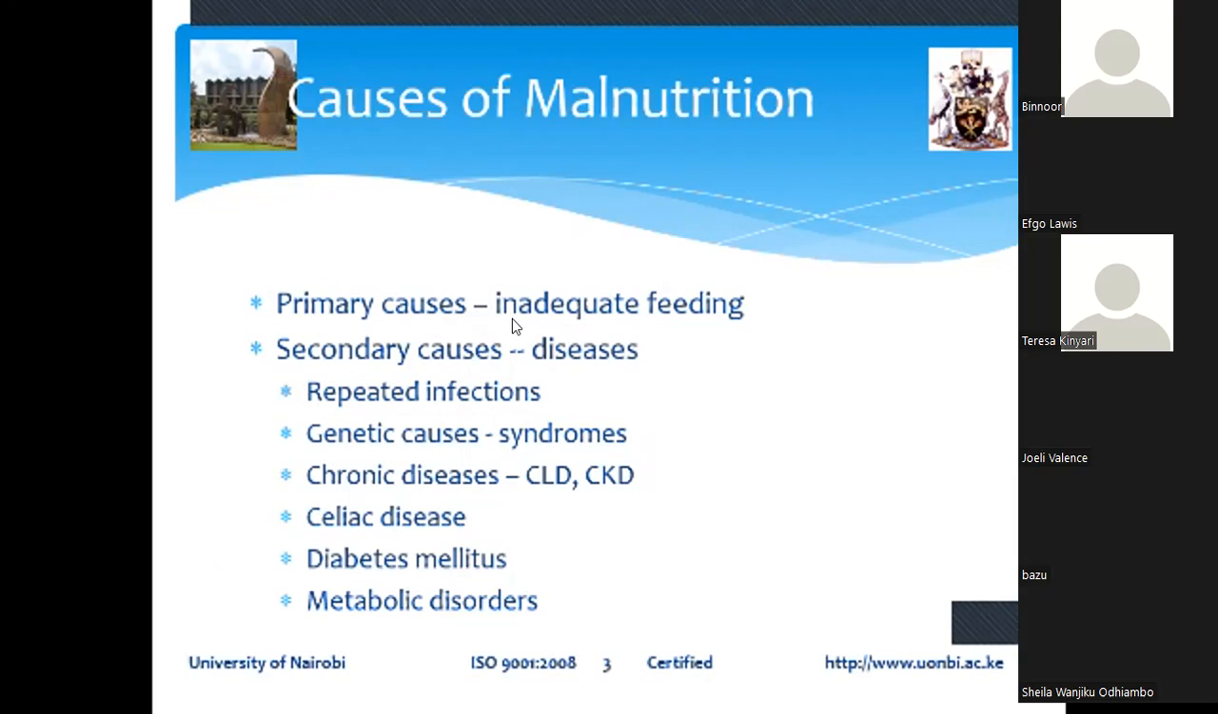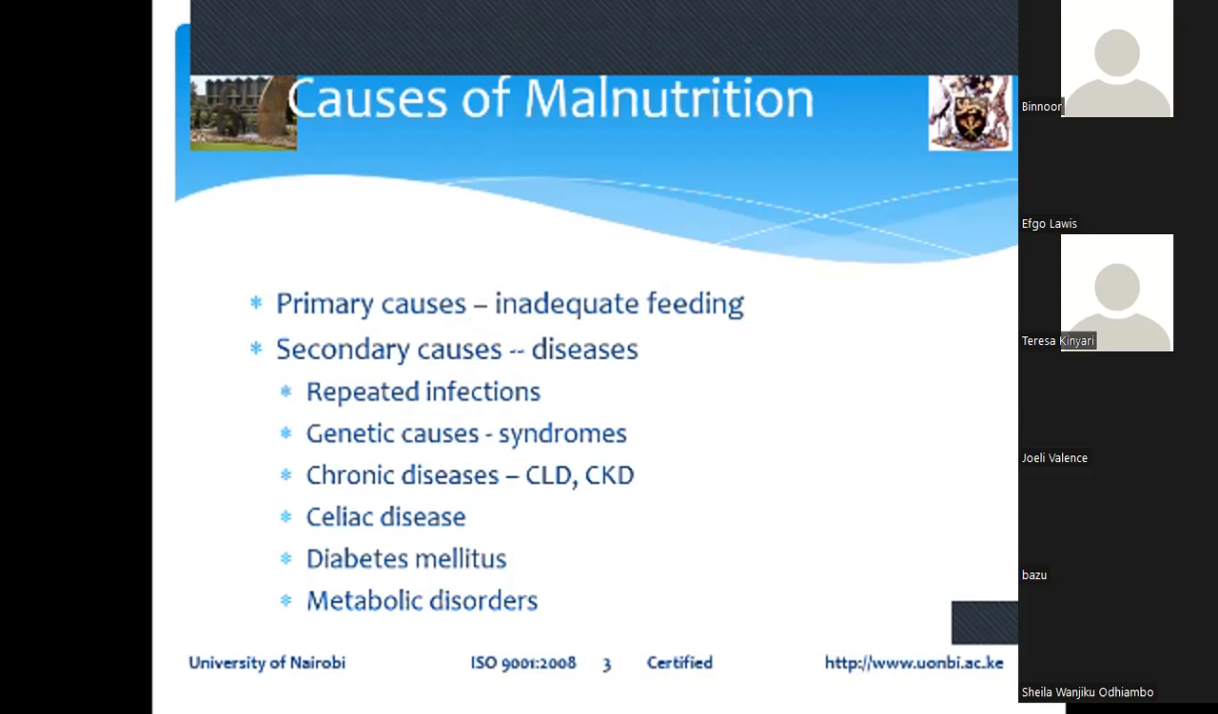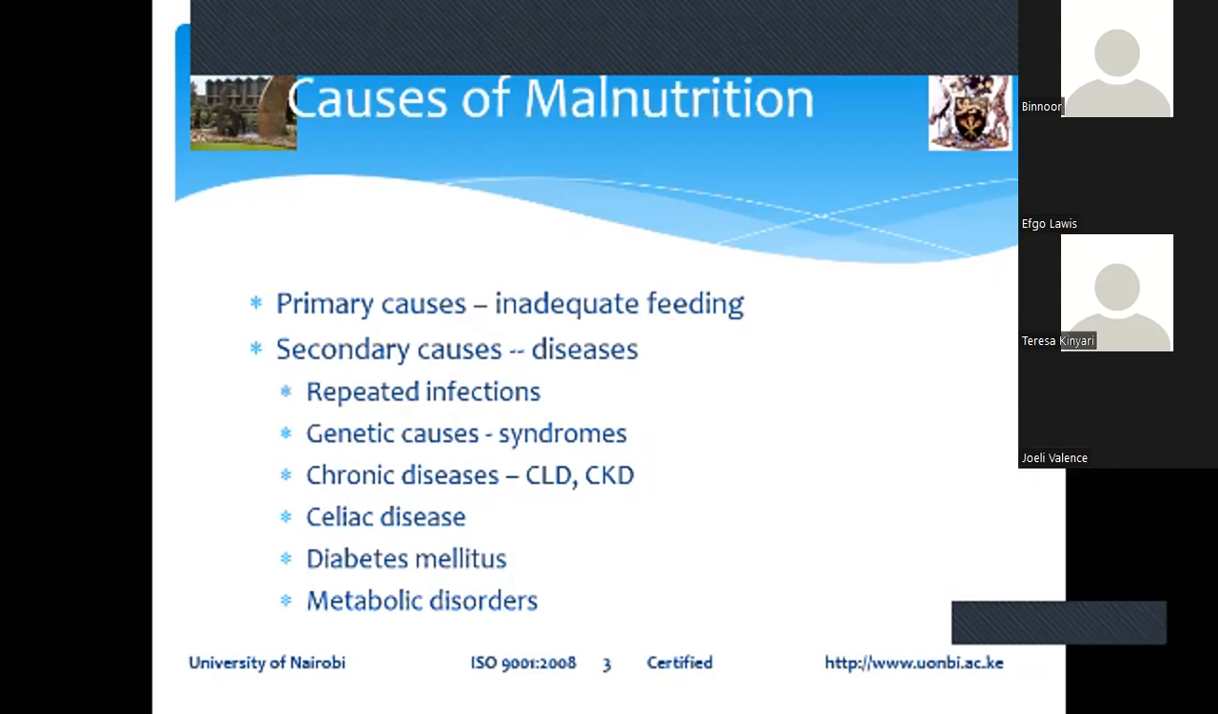So the primary causes are due to inadequate feeding, and secondary causes are due to repeated infections, genetic causes such as syndromes, chronic diseases such as chronic liver disease, chronic kidney disease, celiac disease, diabetes mellitus, and other metabolic disorders. So when you think about malnutrition, think about the lack of feeding being a primary source, and then even after feeding, you may have secondary causes that are due to what is happening in the body.